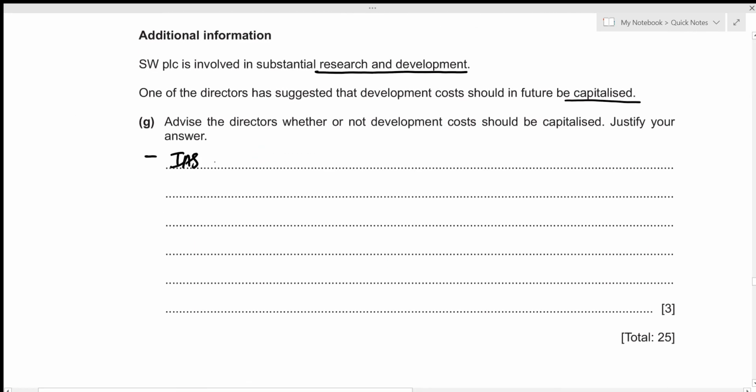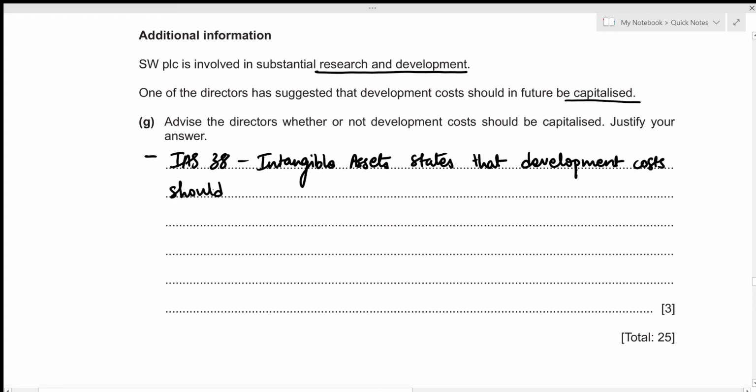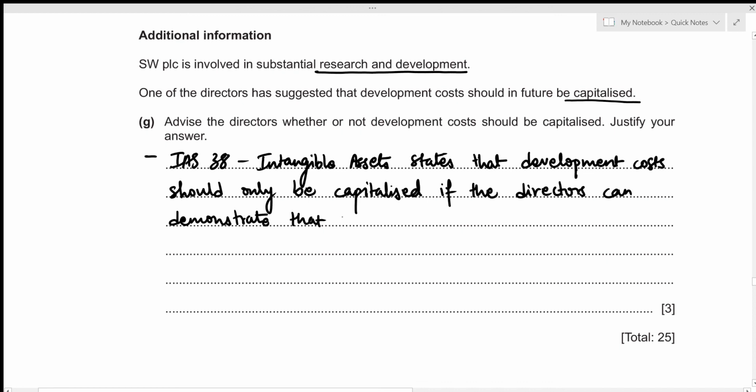So IAS 38, which is of intangible assets, states that development costs should only be capitalized if the directors can demonstrate that the result of the development is an asset that can be sold.